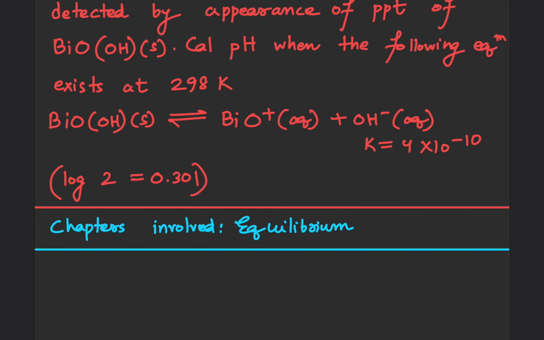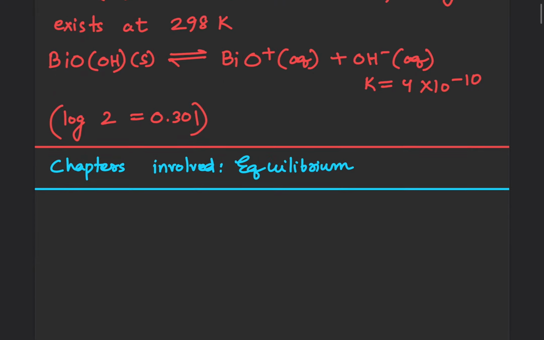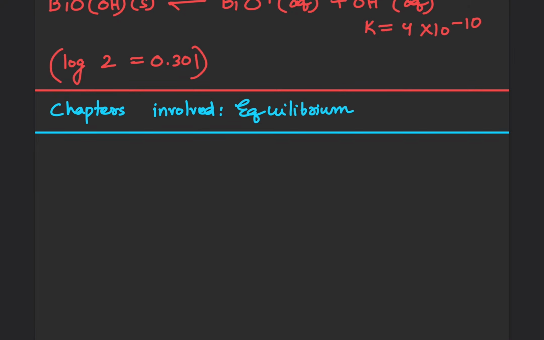BiOOH solid, BiO plus aqueous plus OH minus aqueous. The equilibrium constant is 4 into 10 power minus 10. Log 2 is 0.301. The chapter involved is equilibrium. Okay, so BiOOH is like a sparingly soluble salt. A sparingly soluble salt is a salt which is very, very less soluble in water.